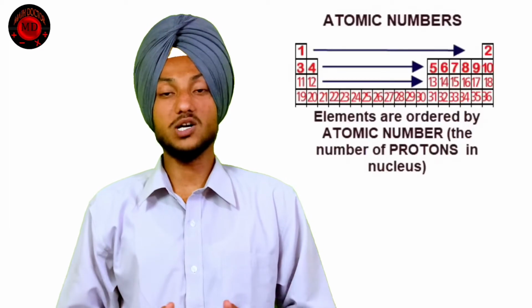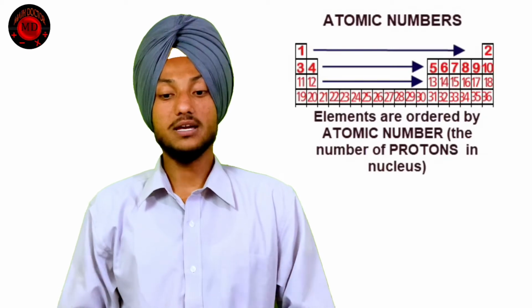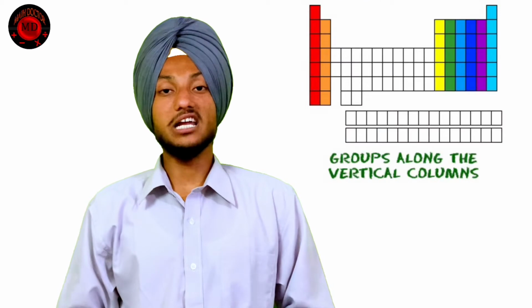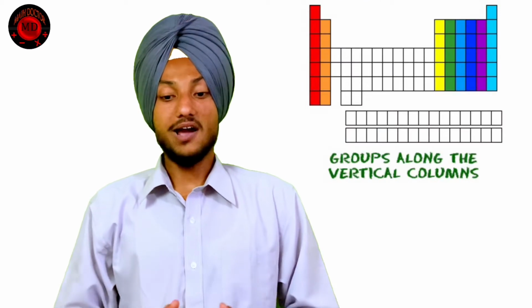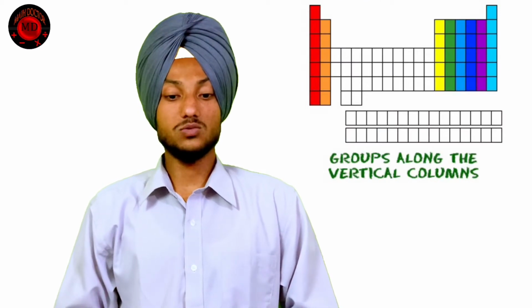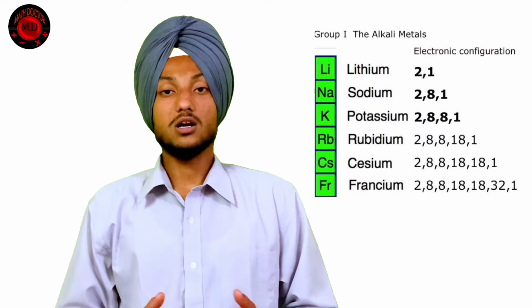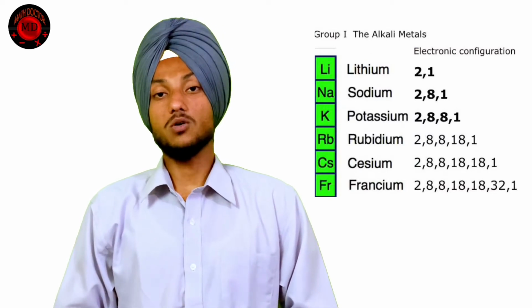So let's look at the modern periodic table. The modern periodic table was prepared by Niels Bohr. It is also known as the long form of the periodic table. In the modern periodic table, the elements are arranged in the order of increasing atomic number in horizontal rows called periods. We place under each element all the other elements having the same number of valence electrons, so that all the elements having the same number of valence electrons come in the same vertical column or group.